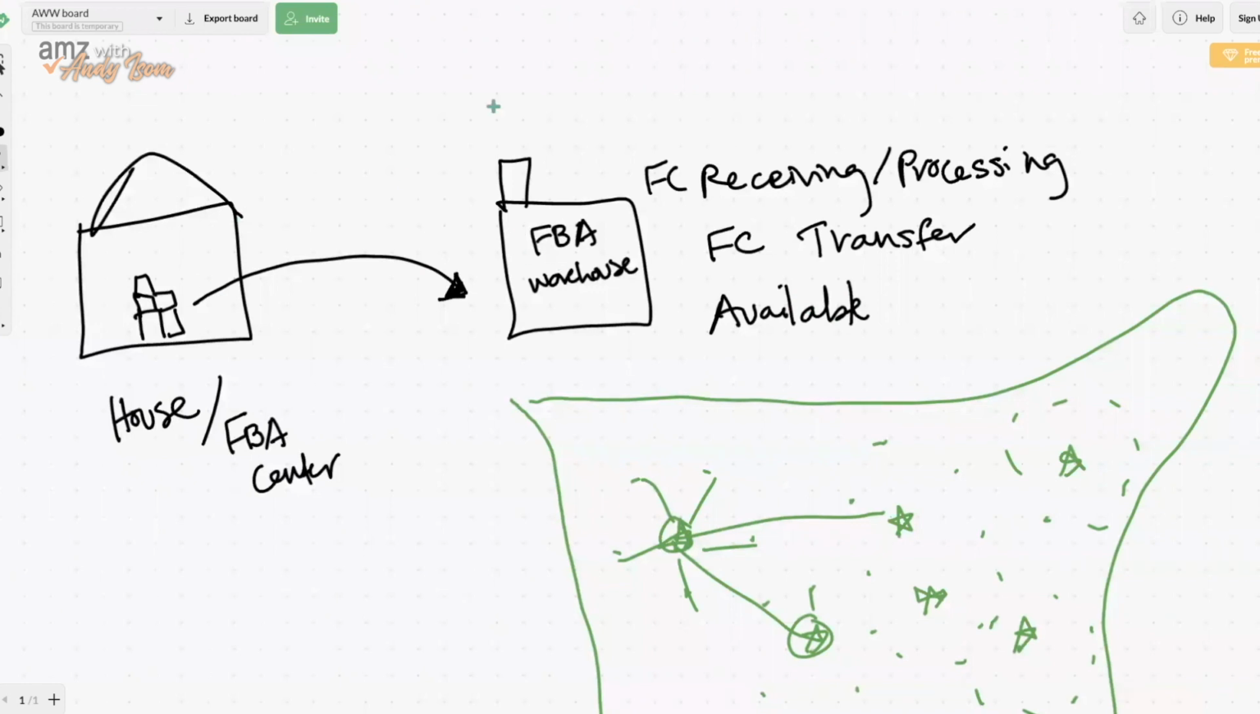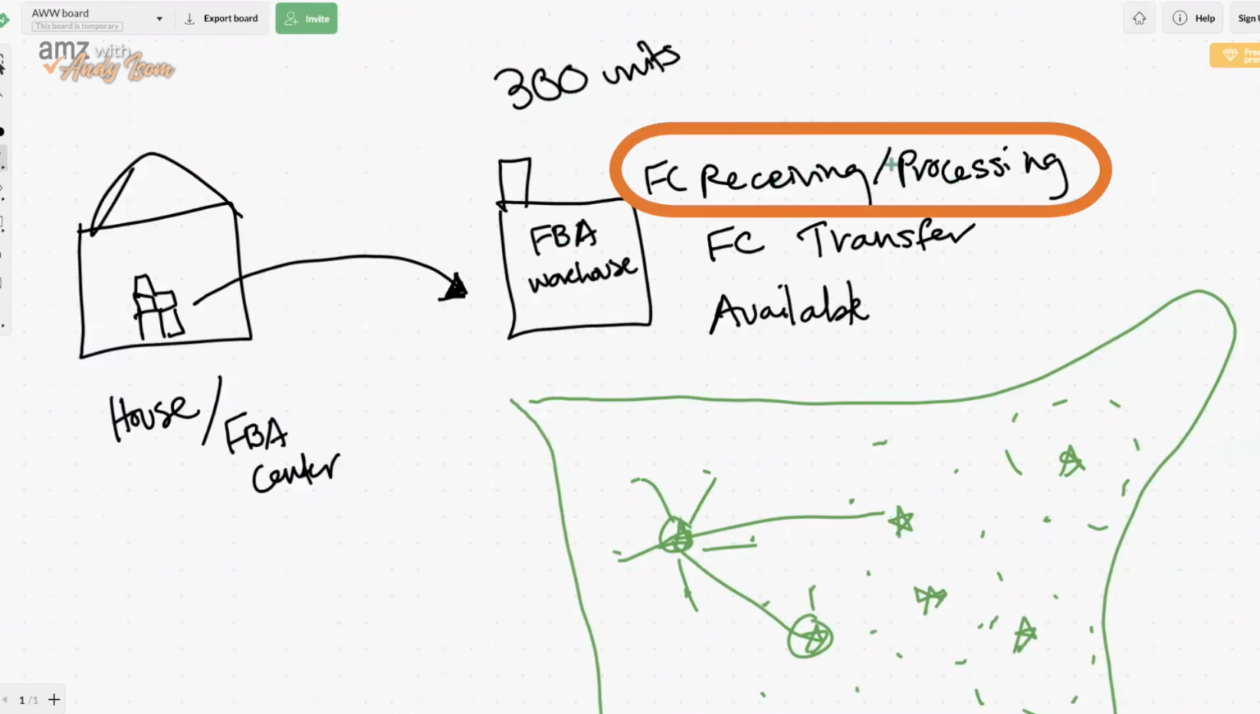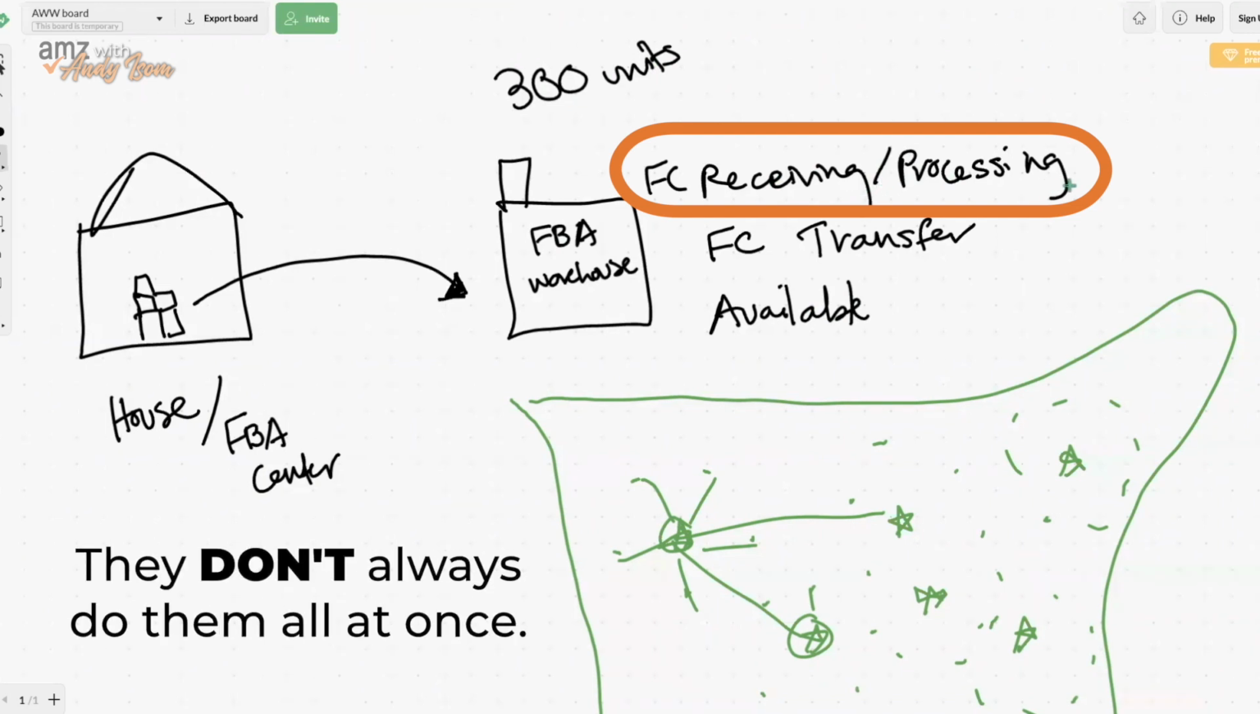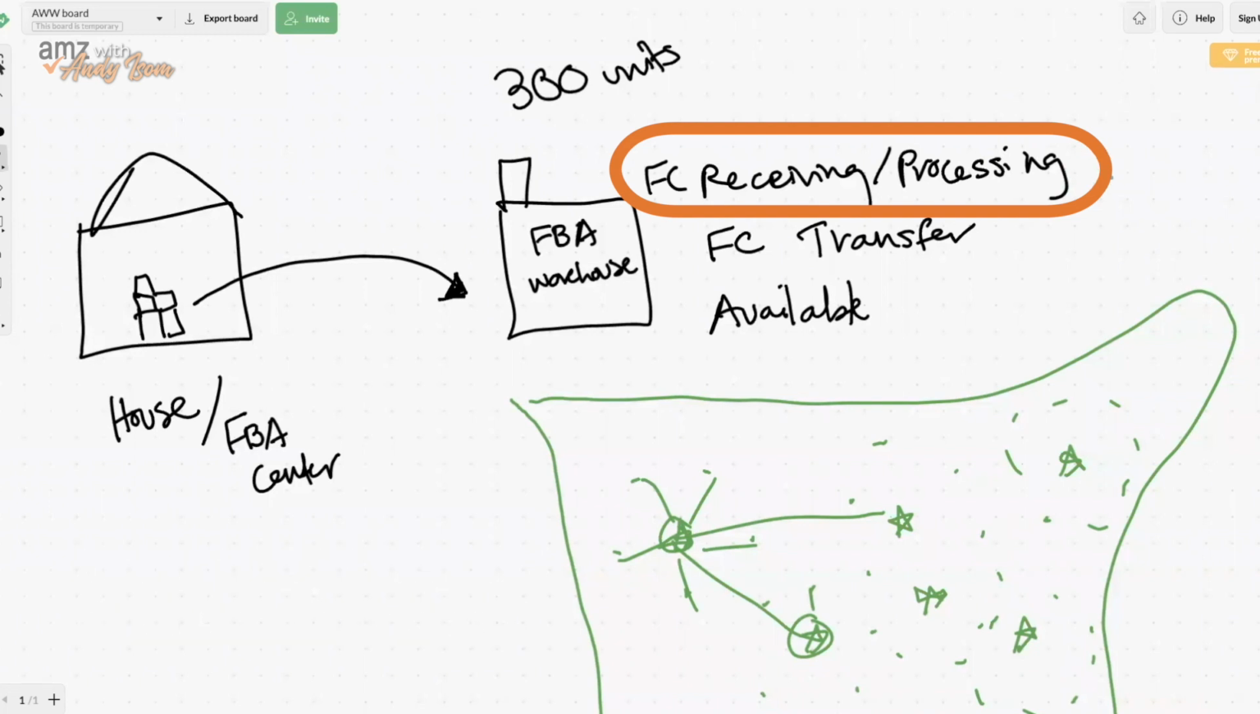So when you ship, well, let's put 300 units here, so we have an arbitrary number to think about in our heads. When you ship 300 units to a warehouse, it's going to go through a receiving and processing phase where they will check in all your units. They don't always do that all at once. So they might check in 200 and then there's 100 that is still pending. Usually this part though, with COVID it's pretty uncertain, but most of the time this takes 1 to 2 days. So from the time the product arrives at the warehouse, it will take 1 to 2 days for them to process it. So then all 300 will say processing.